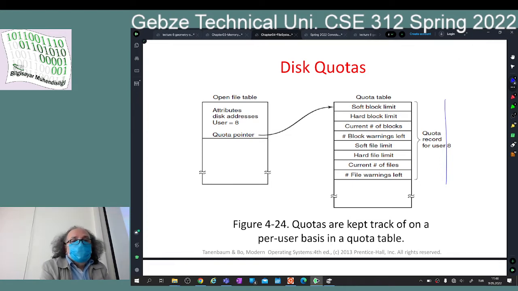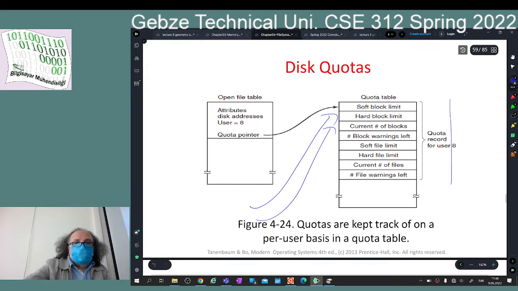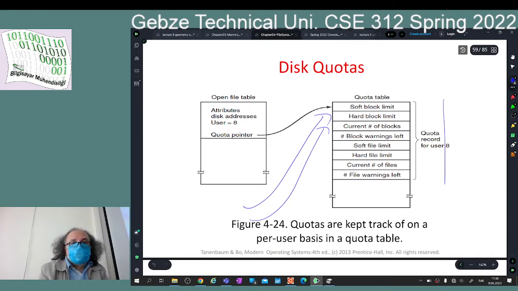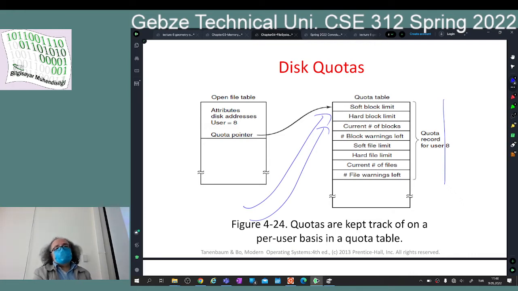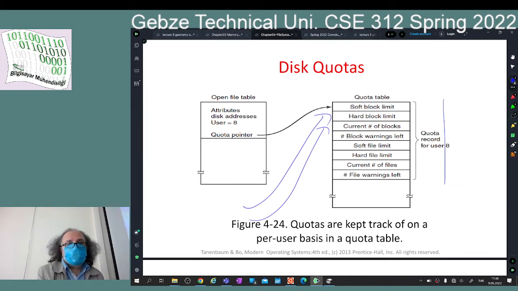So all the files opened by this process will point to the same quota table. Whenever you add a new block to your files, you increase the current number of blocks, and you decrease the number of warnings left, and etc. It doesn't matter how many files you are opening at the same time. Since they are all pointing to the same quota table, they will update the same table for that user.